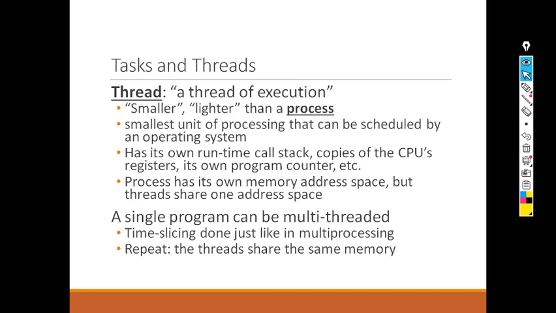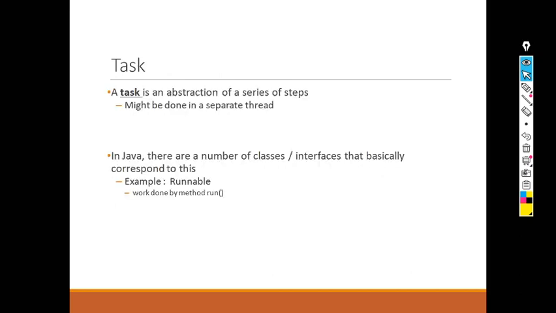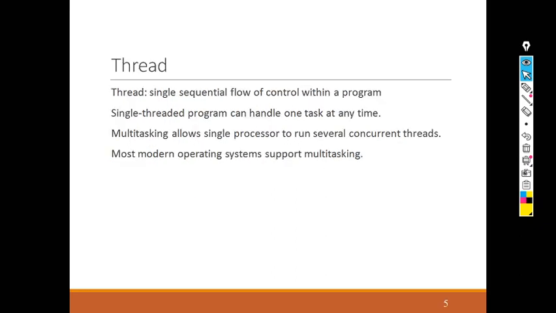Okay. So, I feel you have now realized what is task and what is thread, what is multitasking and what is multi-threading. Now, thread is a single sequential flow of control within a program. A single threaded program can handle one task at a time. All this I have already discussed.